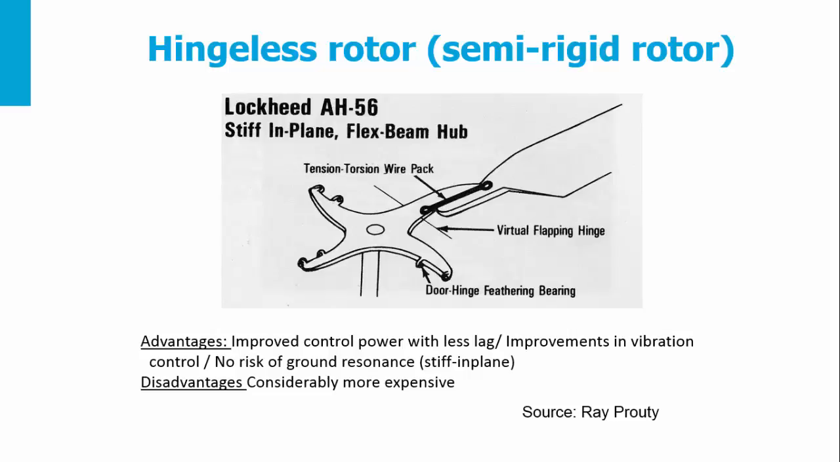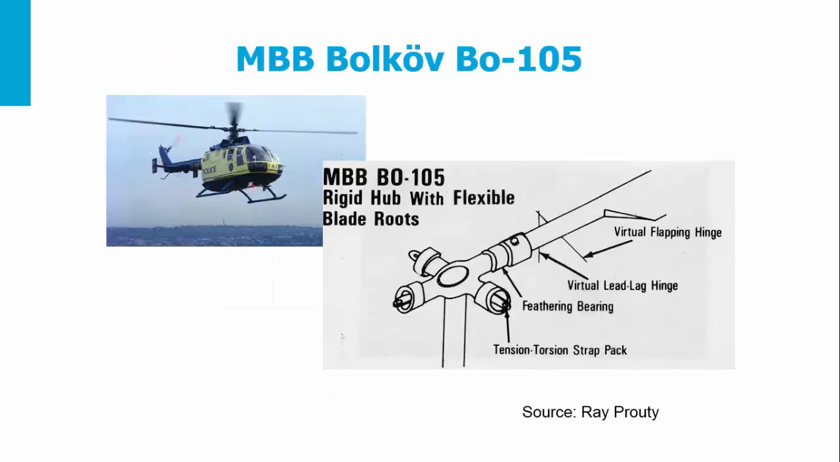The advantages of the hingeless rotor are that it has improved control power. It has improved vibration control, and there is no risk of ground resonance. The disadvantages are that they are actually more expensive and they have some instabilities which are quite difficult to avoid in design. Another classic example of a hingeless helicopter is the Bolkow BO-105, which is a rigid hub with flexible blade roots.